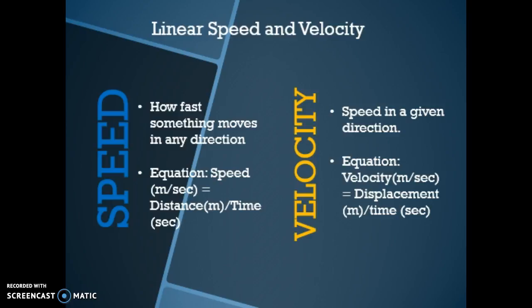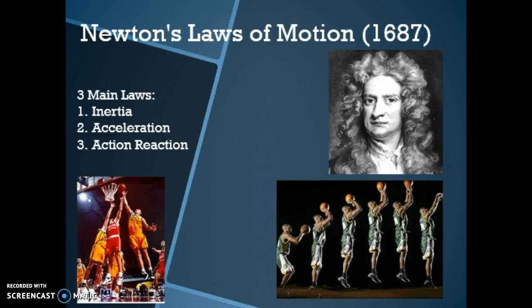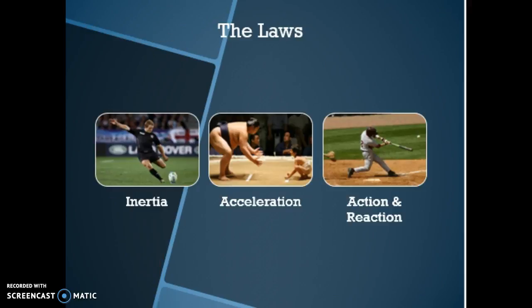Now, all of these things are fine, but besides speed, time, and displacement, we must also think about Newton's laws. Isaac Newton came up with three main laws, which were inertia, acceleration, and action-reaction. These all have to do with the laws of motion and gravity, and explain how we move, why we move, and when we move. Inertia is basically when an object is resistant to change.